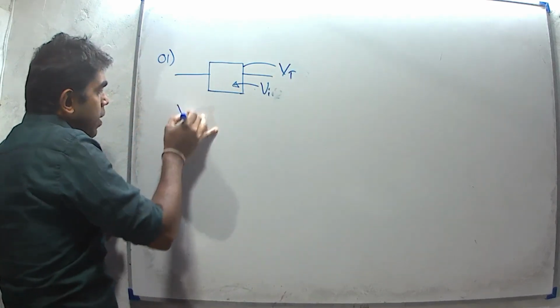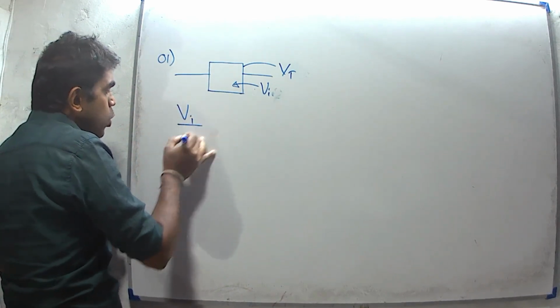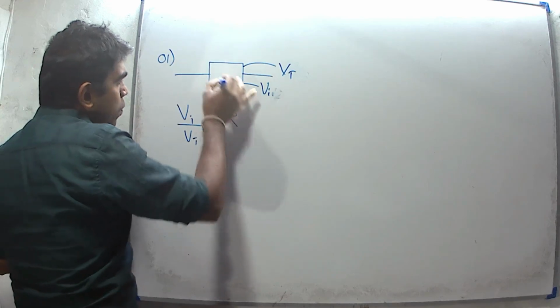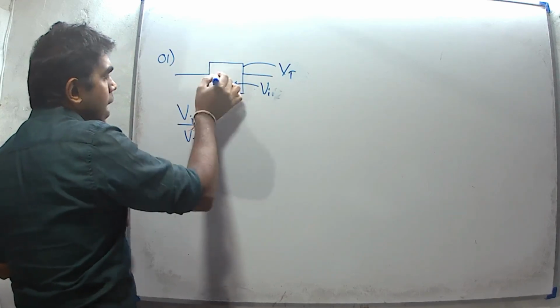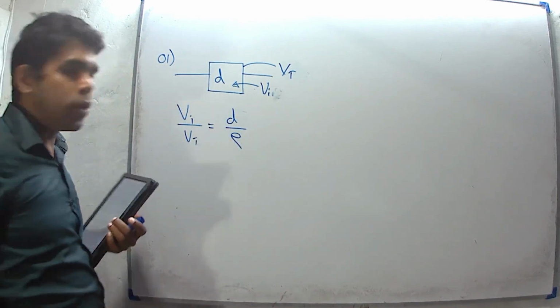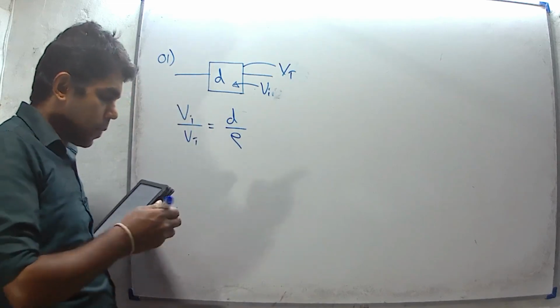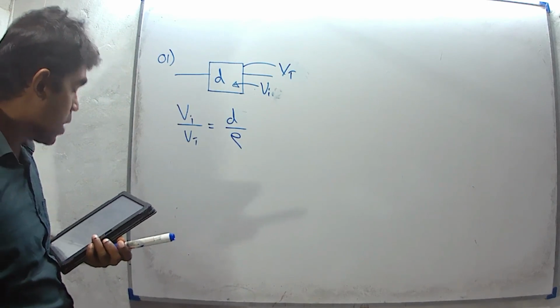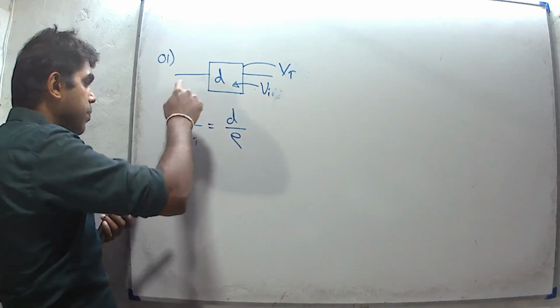We can get immersed volume divided by total volume equals density of solid, I will consider it as d, divided by rho. We can prove this equation by using upthrust, but it is an MCQ, therefore we can use it directly.